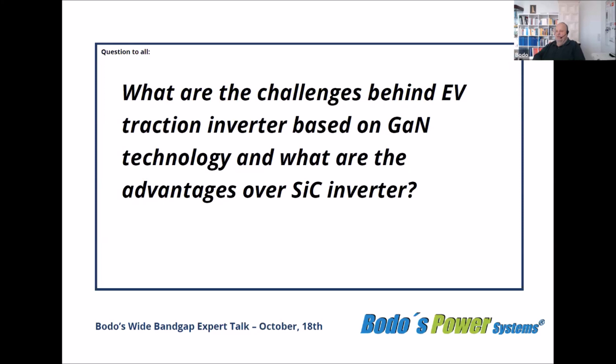What are the challenges behind an electric vehicle traction inverter based on GaN technology, and what are the advantages over SiC inverters? Okay, maybe I can start here talking about the challenges. Generally speaking, the highest voltage GaN that we have in the market right now is 650 volts. Generally speaking, electric vehicles normally have an 800 volt battery. So either you go to a multi-level structure, or you are going to need to go to SiC or IGBTs.